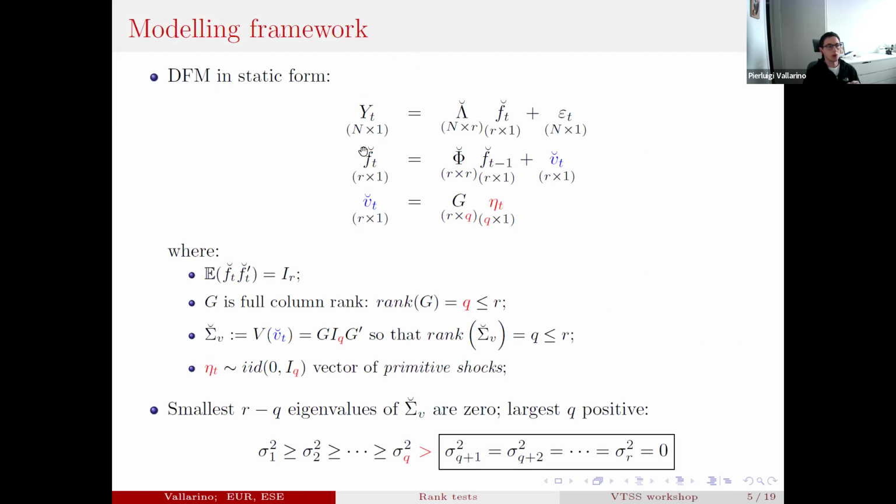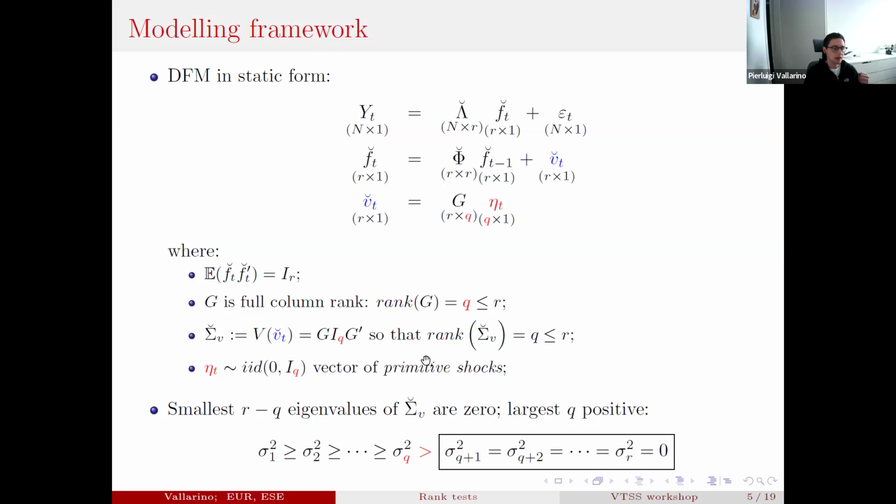So this is the modeling framework: a dynamic factor model with n observable time series and little r static factors F-breve. F-breve follows a stationary VAR(1), and the innovations are V-breve. The innovations V-breve are r-dimensional, and they are obtained through this matrix-vector product, where we have a full column rank matrix G and a vector eta_t. Eta_t is q-dimensional and is the generic element of an IID collection of zero mean and identity covariance matrix primitive shocks. So these are the primitive shocks that we're going to look for, whose number we're going to look for in this paper.